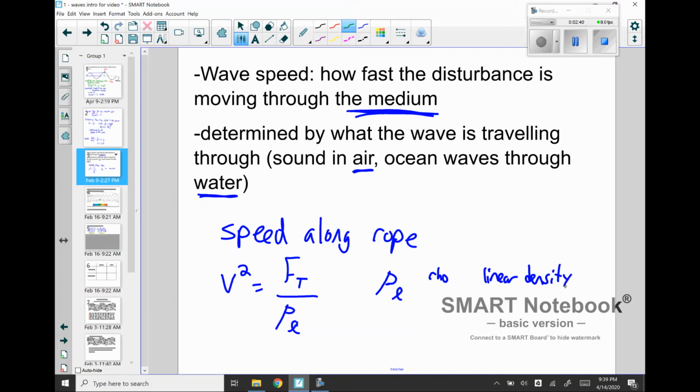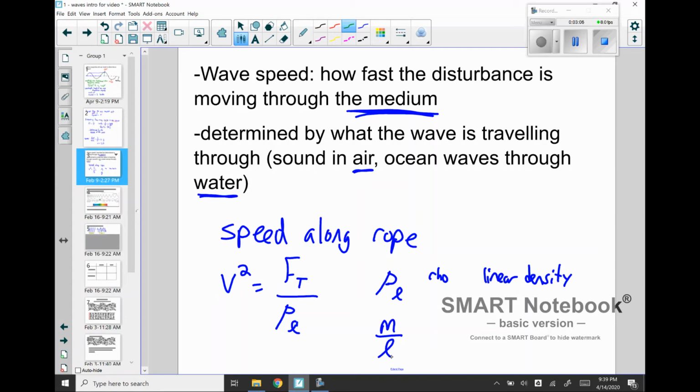We're used to thinking of density as mass divided by volume, as probably what you're most familiar with. What we mean by linear density here is the mass divided by the length of the object. It doesn't really make sense to think about the volume of a rope, and that third dimension is pretty much negligible when it comes to something like a rope or a slinky. So it's just defined in terms of the length.